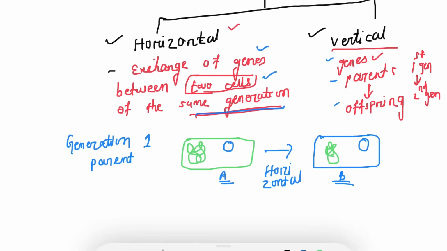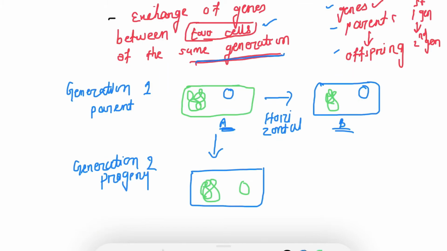Then what is vertical gene transfer? In vertical gene transfer, the gene will be transferred from one cell, here cell A, to another cell of another generation, generation 2, that is the progeny. Okay, then this is known as vertical gene transfer.